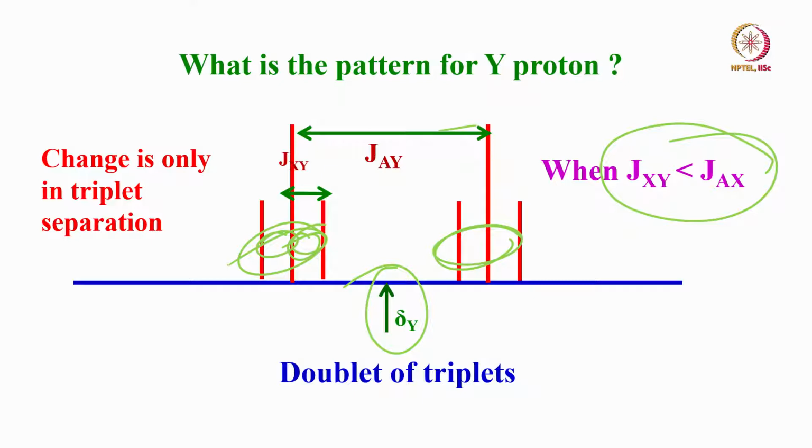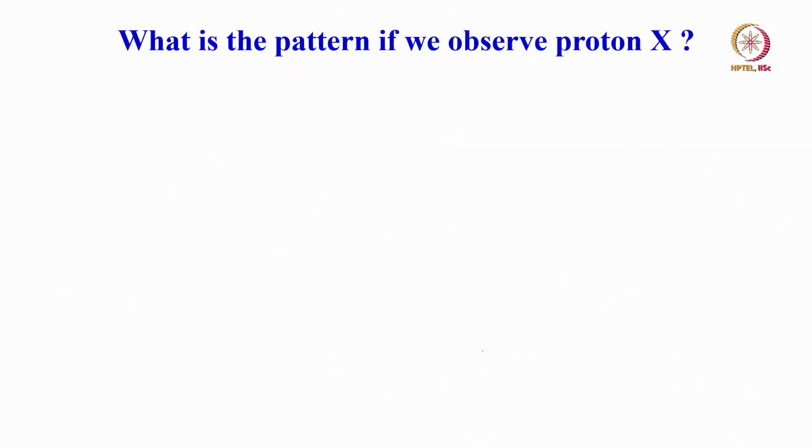Now I am going to see what will happen if you observe proton X. Proton X is the CH2 group. So far I was observing protons coupled to a proton and then to equivalent groups, the CH2 group. Now I will directly observe the CH2 protons. What is going to happen?